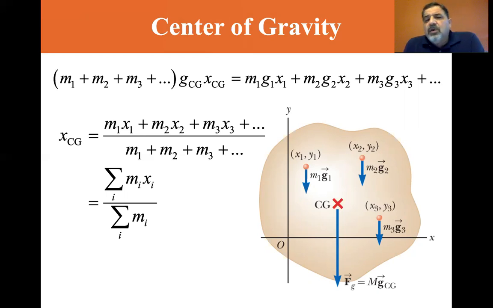Well, if we assume that all of those G1, G2, G3 are the same, then they all cancel out with the G of the CG, and we're left with the original equation that we know. X of the center of gravity is the sum of all the Mi's at the Xi position divided by the total mass. Fortunately the gravitational acceleration is pretty uniform over a large area, so we don't have to worry about that. The book is just taking a different approach to getting the center of gravity.